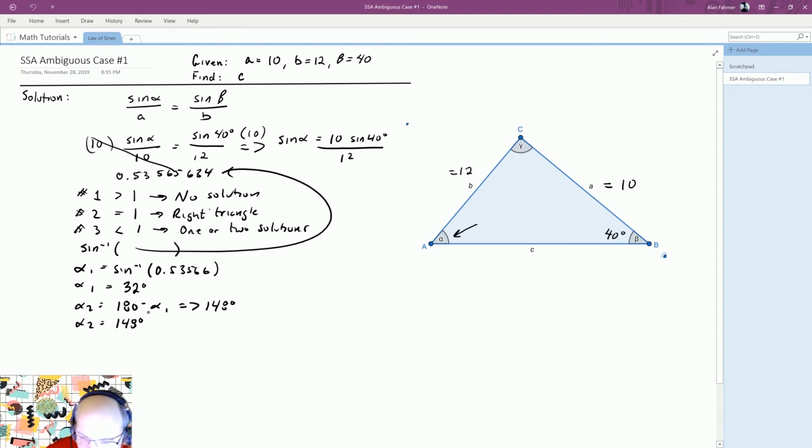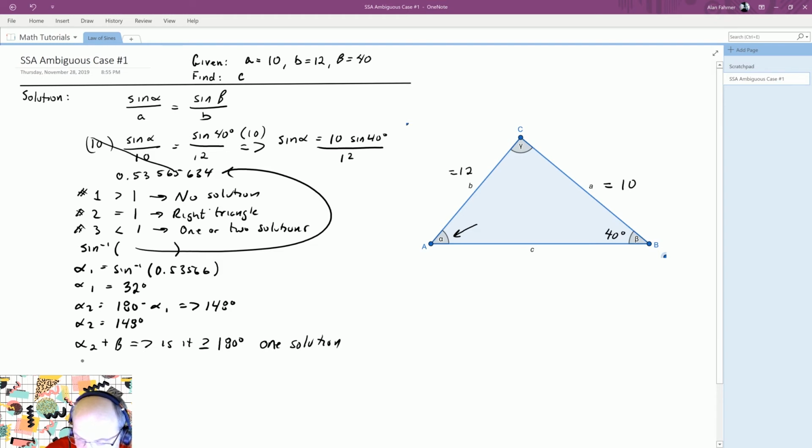Now we've got to say, okay, is this a possibility? Can we do this? What you go ahead and do is you take alpha 2 and you add it to what you have before, which is your beta, and your question is: is it greater than or equal to 180 degrees? If it is greater than or equal to 180 degrees, then you only have one solution. Otherwise, if it's not, then you have two solutions.